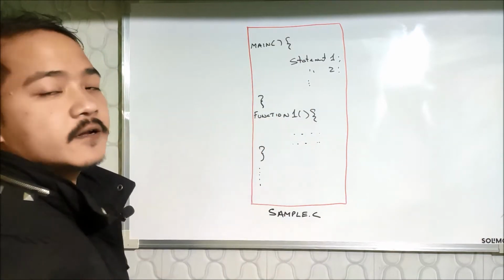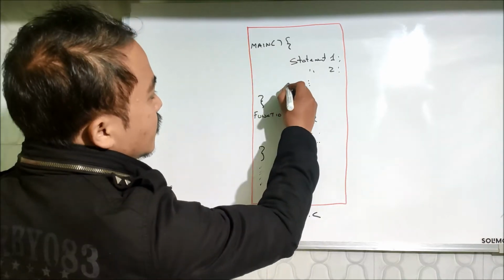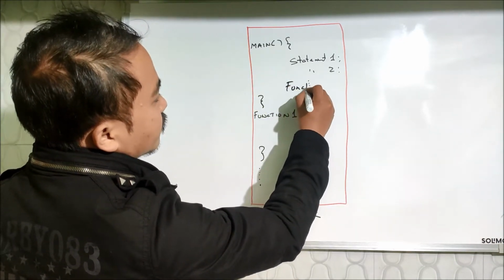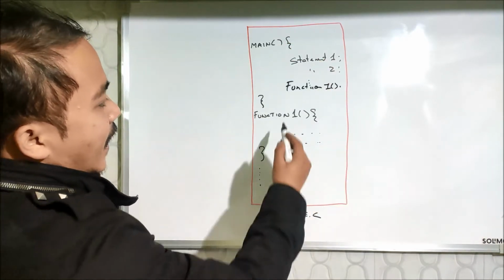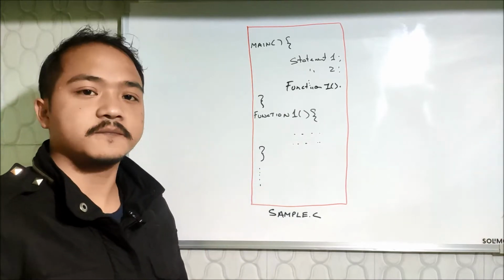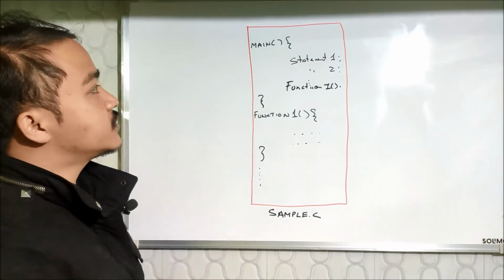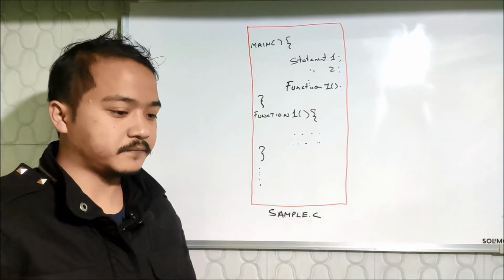And these are external functions. These external functions can be called inside the main function. Let's say function 1, and inside function 1 you can call other functions as well. So this is a very simple structure of C programming.